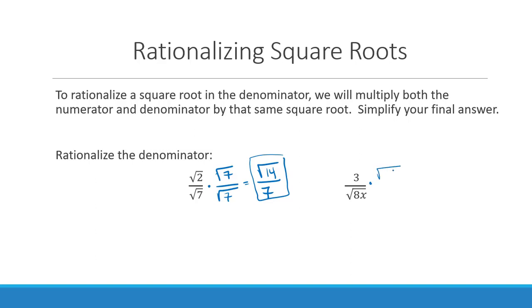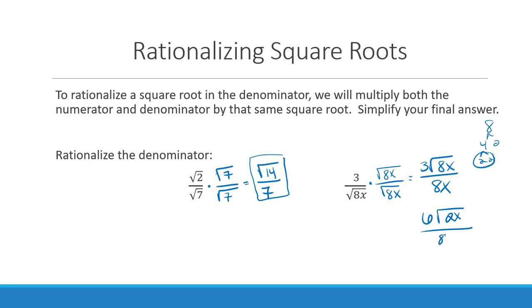Again, anytime I have a square root, I just tell students multiply it by itself. Square root of 8x times the square root of 8x is just 8x. 3 times the square root of 8x is just 3 square root of 8x. Now, can you simplify anything? Well, if you think about the number 8, you can take a 2 out of the radical. So this is going to be written as 6 square root of 2x all over 8x.